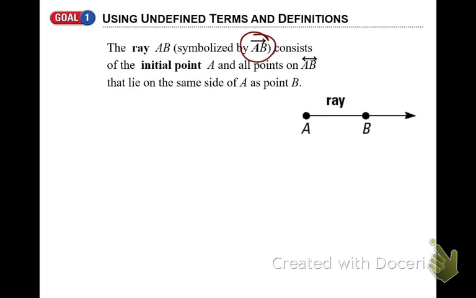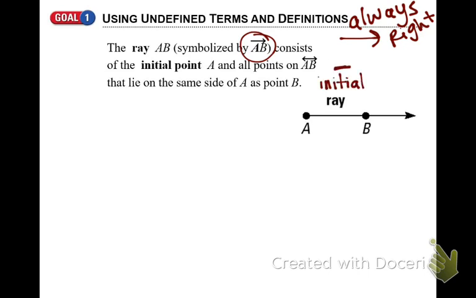Anyways, so here's why I say this. If you look at the way they symbolize this, this arrow is pointing to the right. It always has to point to the right. So when you're symbolizing a ray, it always has to point to the right. And then the first letter, they call it the initial point.